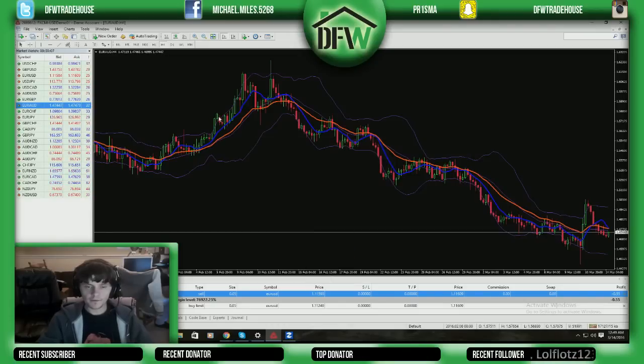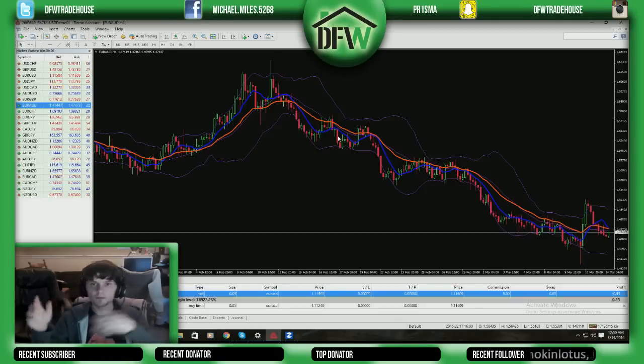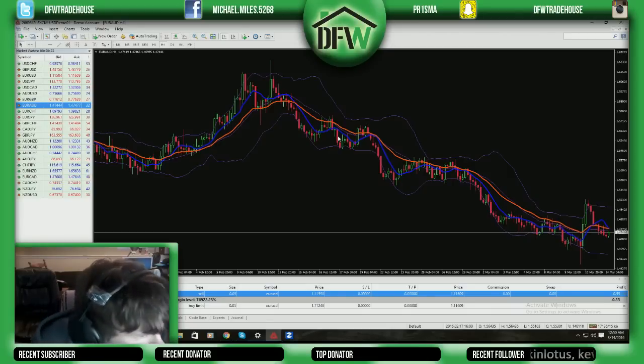There we go. Okay, so when the blue is up, it's an uptrend, and when the red gets above the blue, it's a downtrend, as you can see. So that's what those are for. 8 is exponential, 21 is smooth. So what are you moving?